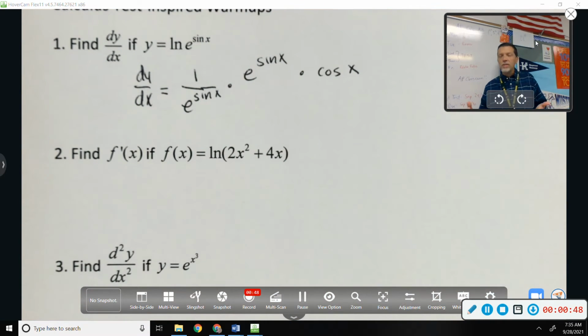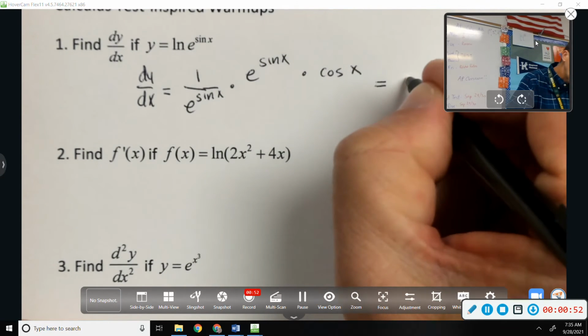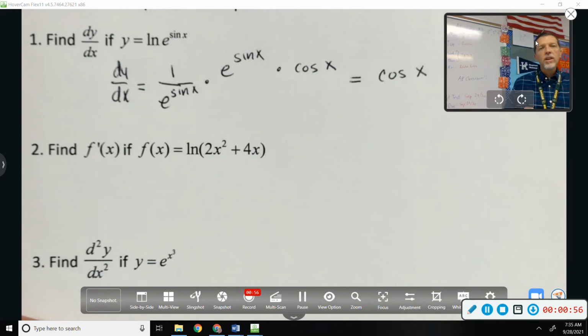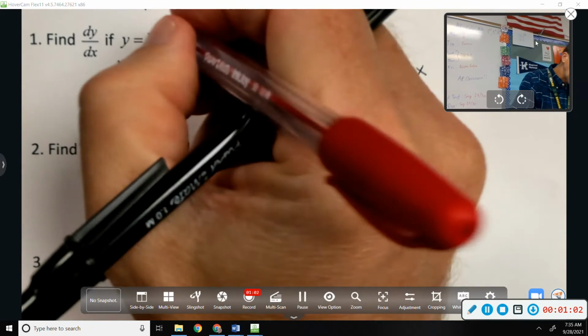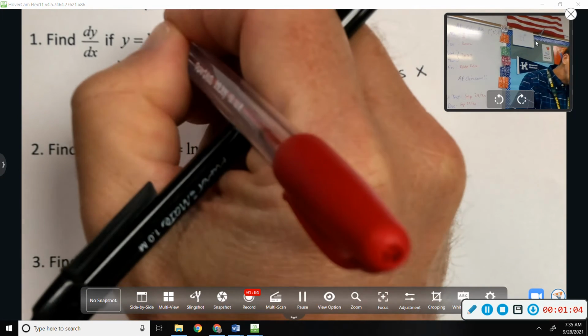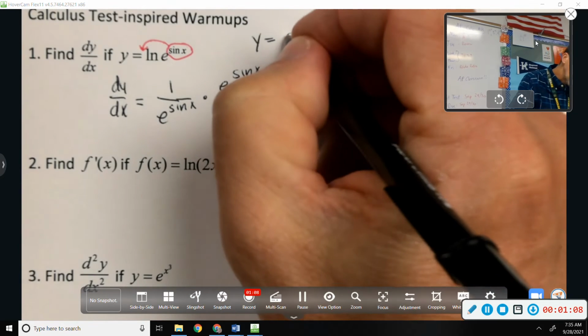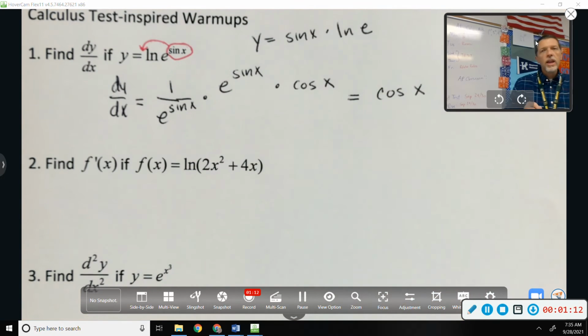Like, you don't have to simplify. You could be done. But if that was a multiple choice question, I'm guessing they would simplify to just cosine. The algebra trick is to recognize that you can take an exponent and move it in front of the log. So you could write this as sine of x times natural log of e. And what's the natural log of e? 1.